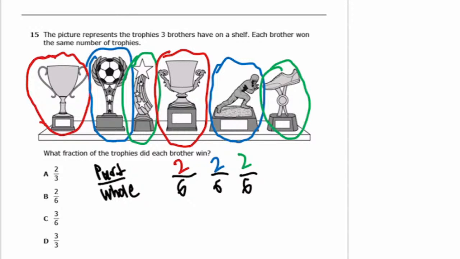And if we go through the answer choices, not 2/3, 2/6 is what we got. We can put a question mark. It's not 3/6, and it's not 3/3. So our answer here is just 2/6, since that's the fraction we got from doing this. We got that each brother out of the 6 total trophies has to get 2 trophies out of the 6. So that's how you do this problem, and that's one way to do this problem at least.